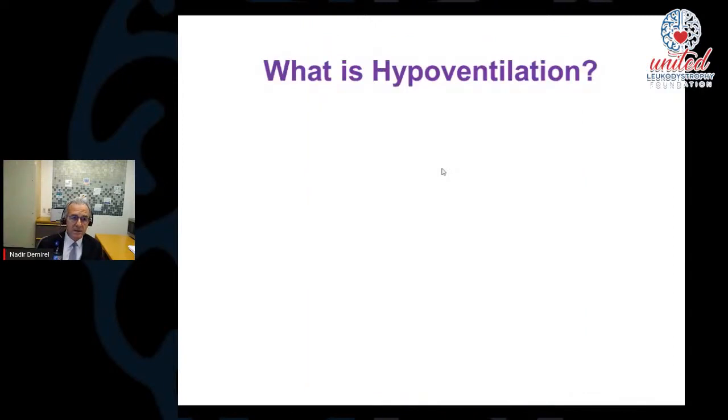So basically, what is hypoventilation? As I said, there's a certain amount of air that we need to get in and out every time. And when you think about the time component of it, in 1 minute, there is a certain amount of air that needs to enter our lungs and leave our lungs to be able to clear carbon dioxide and get enough oxygen. So if the total amount of air entering and leaving our lungs is less than it should be, it's called hypoventilation.